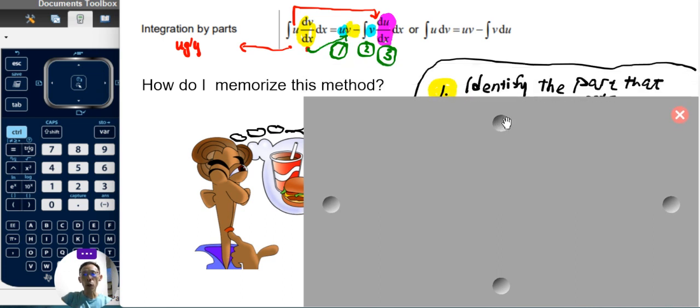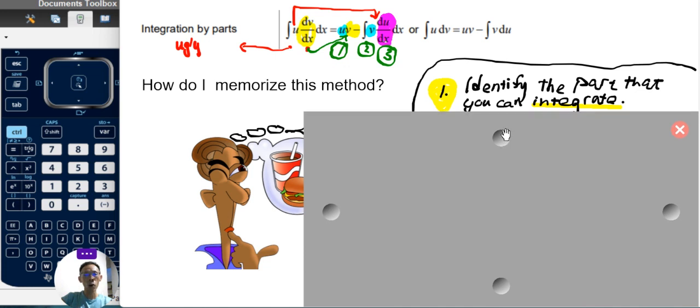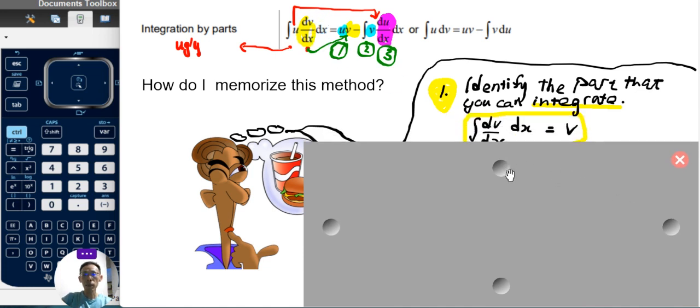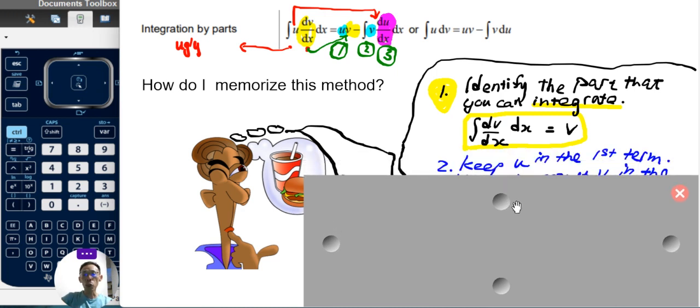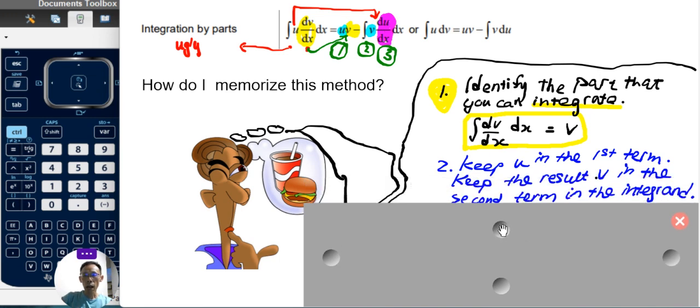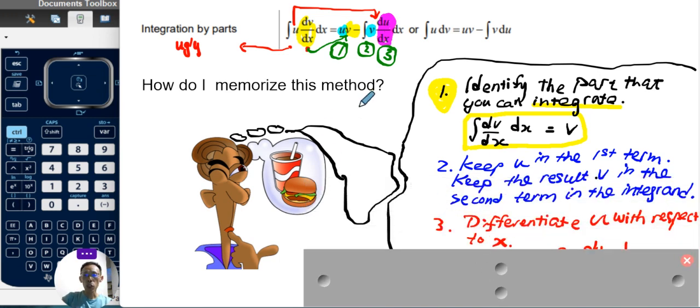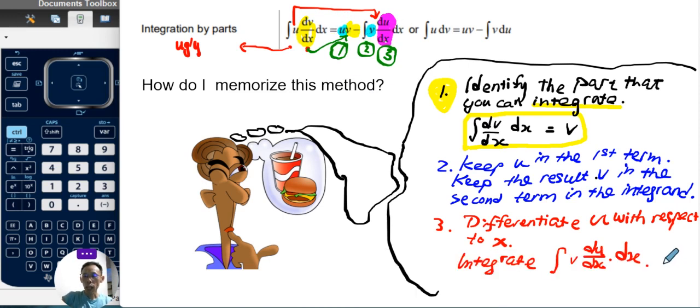So here's the process. You identify the part that you can integrate, that is called dv/dx, and the result is v. And second part, we keep the u in the first term, the blue one, and then the result of the integration, v, in the second term, like this. But note, there is an integration sign in the second term. And then last is that you differentiate u with respect to x in here, and we integrate v du/dx, for example.